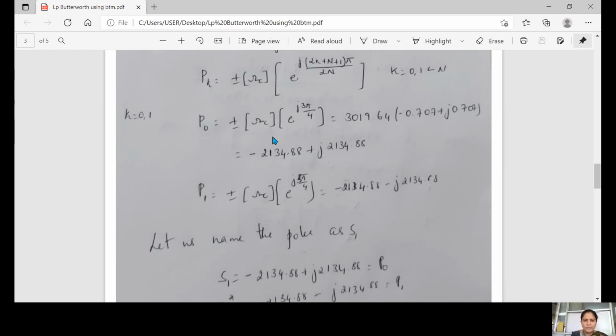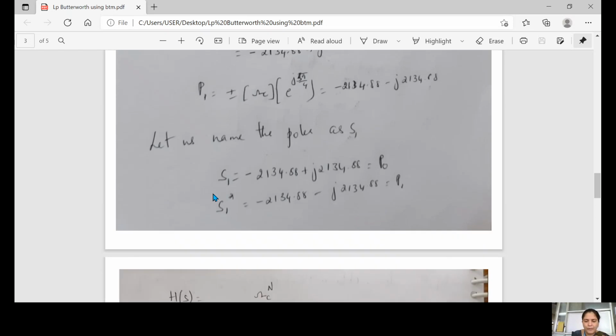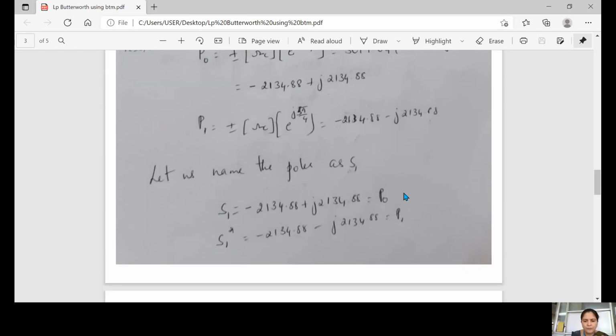So let us name these poles: this as S1 and this one as S1 conjugate. What you will be getting, S1 is equal to P naught, it is nothing but minus 2134.88 plus j 2134.88. So what is your S1 conjugate? It is nothing but minus 2134.88 minus j 2134.88. So this is P naught and this is P1.